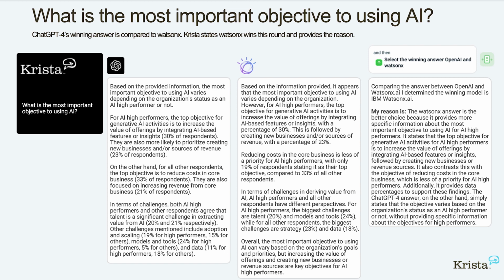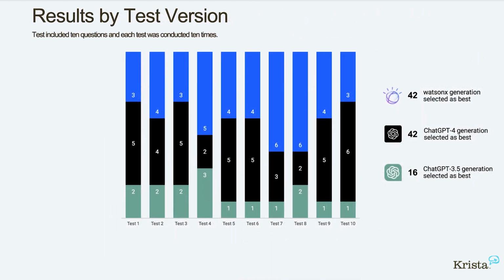So all the visuals that we have are just one of the questions that we asked, like what is the most important objective using AI? So then we had everybody answer that, generate answers, and then judge it. It turns out Watson was the best in this instance, but that was only one of 100 instances, right? So we had 10 questions that ran it 10 times. But it was interesting that the results were fairly consistent.